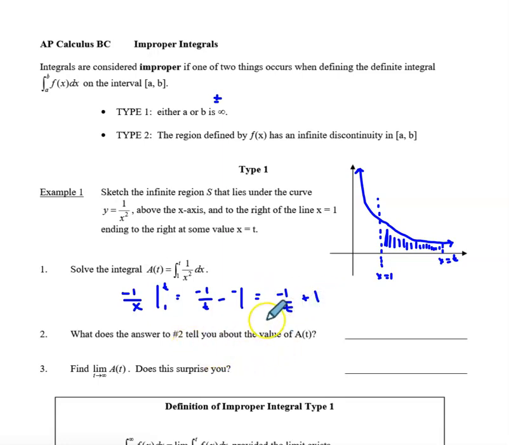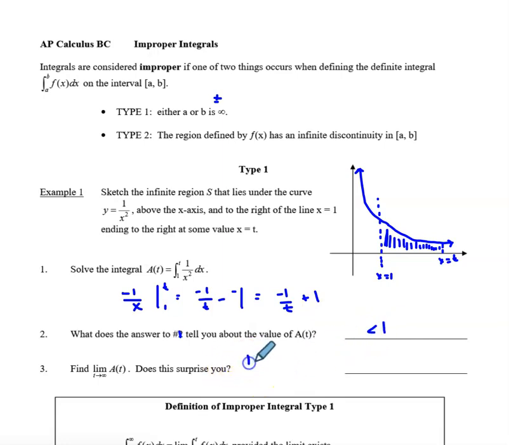So what does the answer that you just found right here tell you about the value of the area? Well, since t is a value greater than 1 over here on the x-axis, somewhere to the right of x equals 1, that means you have 1 minus some positive fraction. So the answer to number 1, and I'm just realizing it should say the answer to number 1 because this was number 1, what does it tell you about the value of the area? Well, it must be less than 1.